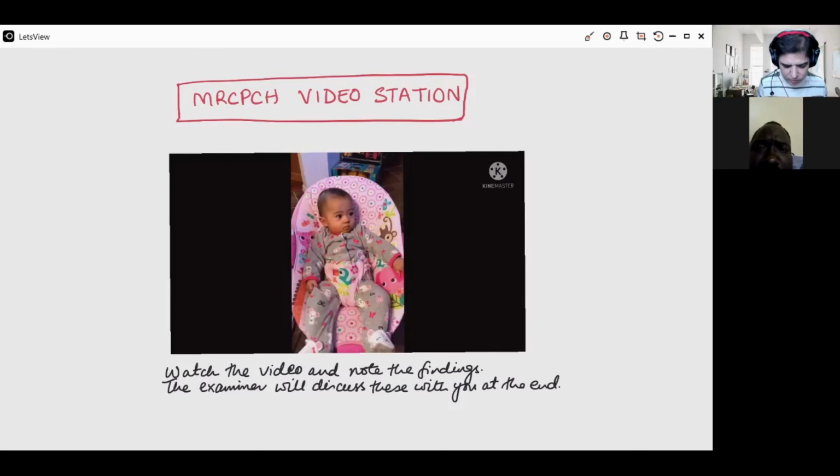Give me two differentials for flexor spasms. What causes flexor spasms? Tuberous sclerosis. Yes, tuberous sclerosis. It's also part of the syndrome they call West syndrome. Yes, you're very right. So West syndrome and tuberous sclerosis are the two differentials. What would be the investigation of choice in this particular condition?